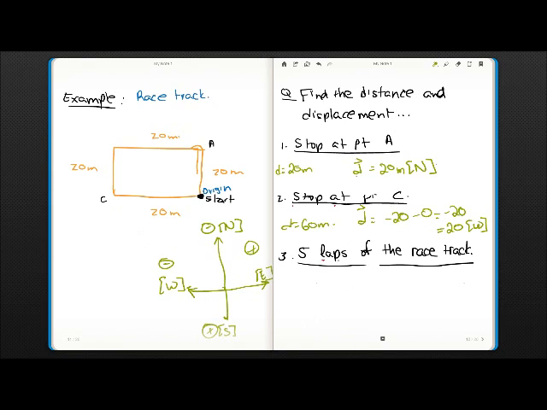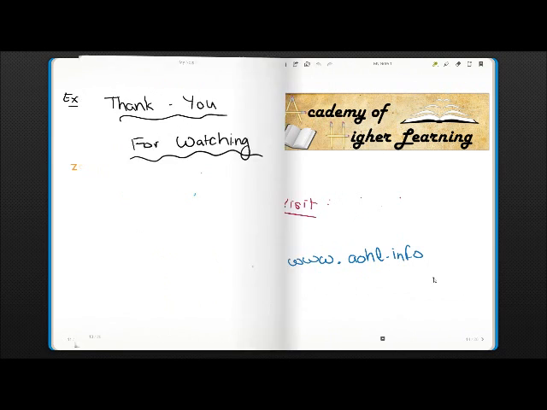Last is, say you took 5 laps of the track. So the distance would be, one lap is 20 plus 20 plus 20 plus 20, which is 80 meters. Since you took 5 laps, it'll be 80 times 5, and that will give you 400 meters. However, the displacement, the final and the initial position are the same. You started where you ended, therefore the displacement is 0 meters.